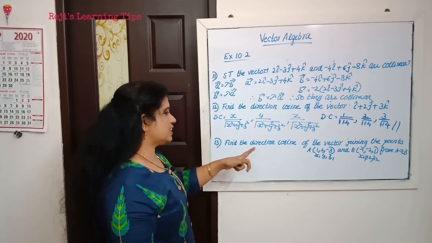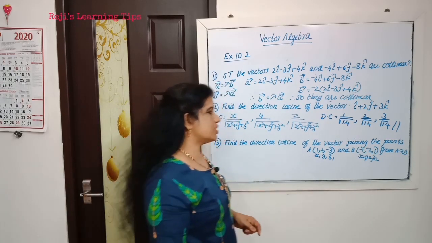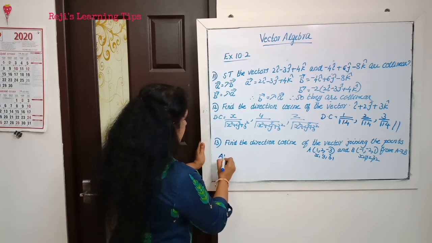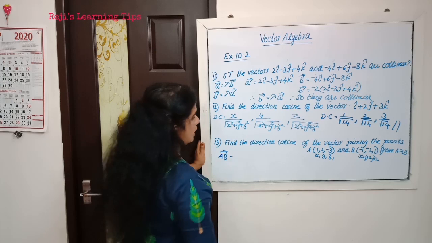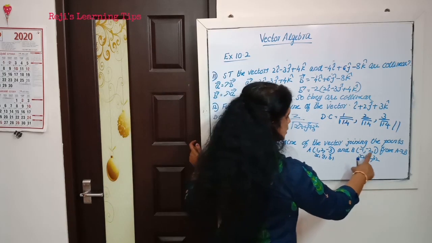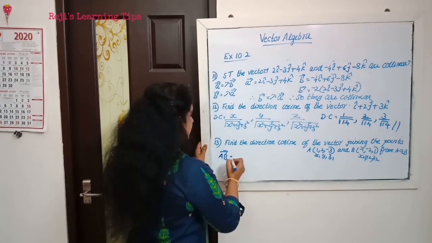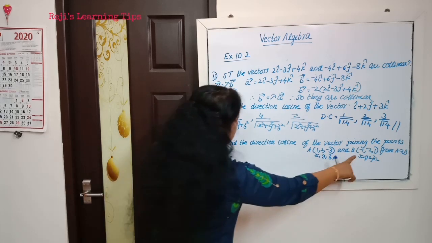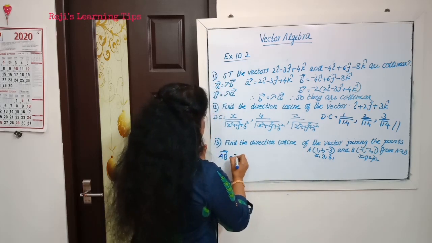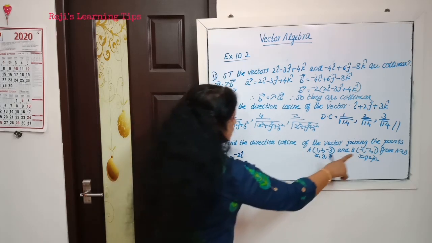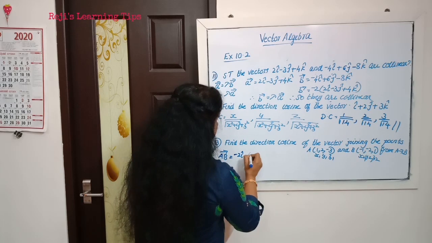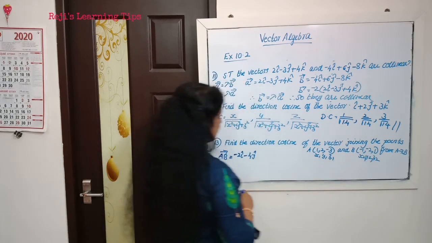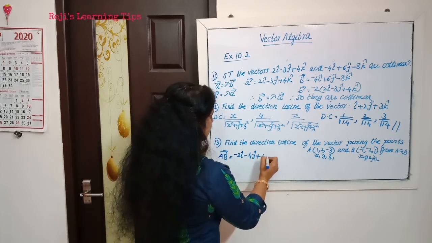Understood? The next one: find the direction cosines of the vector joining the points A and B, directed from A to B. First we should find vector AB. This is x1, y1, z1 and this is x2, y2, z2. Then we can write AB is equal to x2 minus x1, that is minus 2i cap, then minus 4j cap, then next 1 minus of minus 3, that is 4k cap.